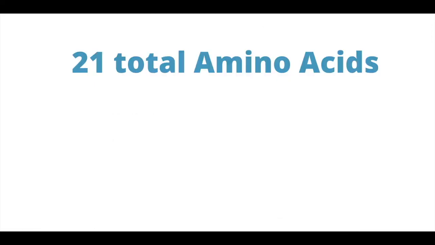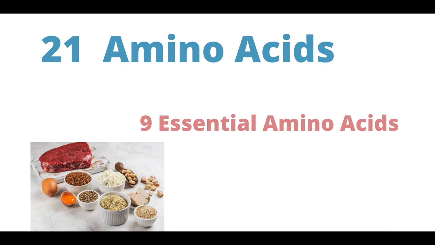There are 21 common amino acids that the body needs to function and to grow. 9 of these are called your essential amino acids. Now, these 9 essential amino acids cannot be synthesized by the body, meaning they cannot be made by the body. In other words, you're going to need to get them through your diet, through foods.